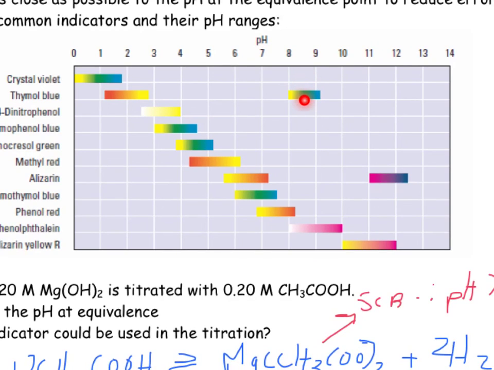I could use thymol blue. It would be yellow as I approached equivalence, change green when I'm just at 8.9, and then turn blue if I went too far. Or another indicator I could use would be phenolphthalein. It would be clear and turn slightly pink when I reach the equivalence point. If I use these two indicators, I would be strategically making my endpoint, when my indicator changed color, as close to the equivalence point as possible to avoid error.